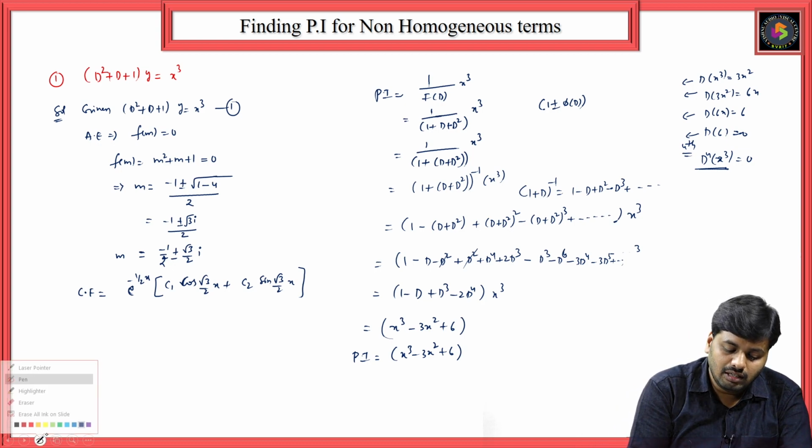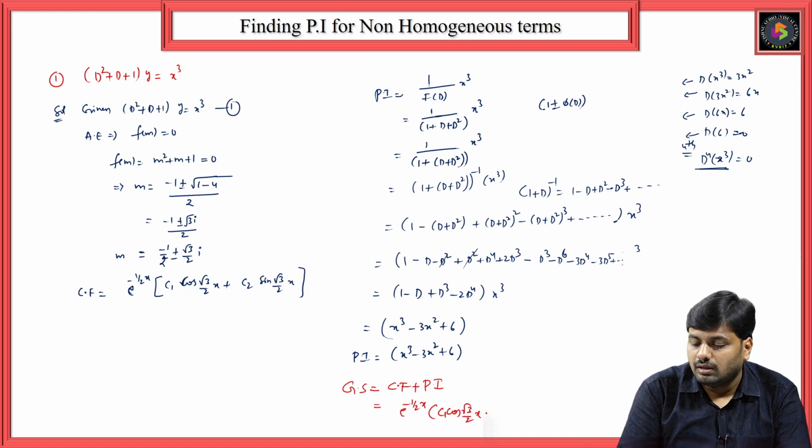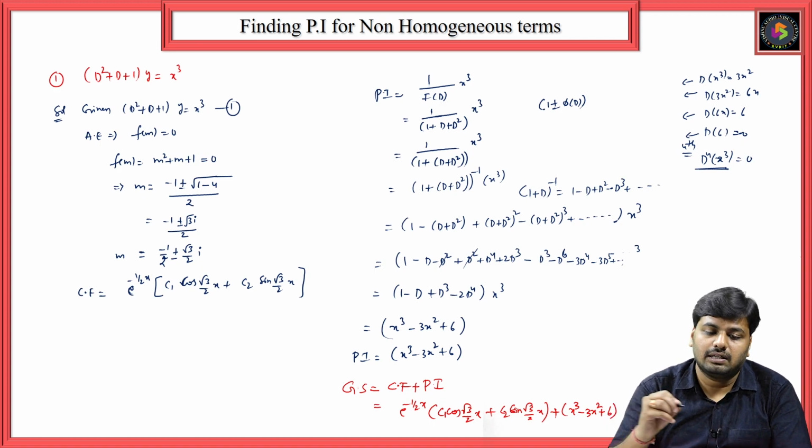Now we'll write that the general solution of this problem will be CF plus PI, that is equal to e power minus 1 by 2x of C1 cos root 3 by 2x plus C2 sin root 3 by 2x, plus the particular integral x cube minus 3x square plus 6. This is the particular integral.